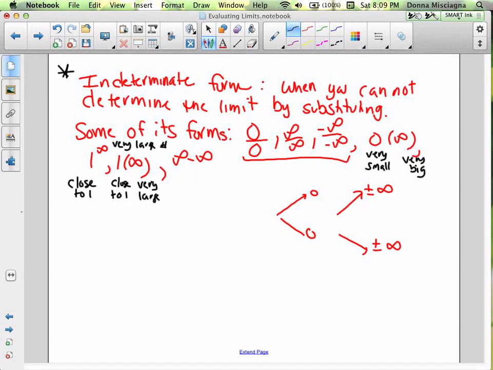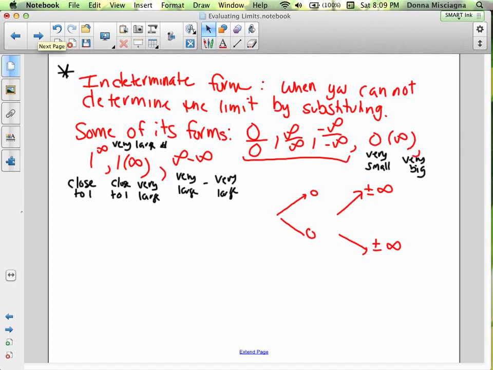Who wins? And now we have something very large minus very large. And it's not 0 because one of them might be larger than the other. Who wins the war? We'll have ways to deal with all of those. Let's just look at the first one.